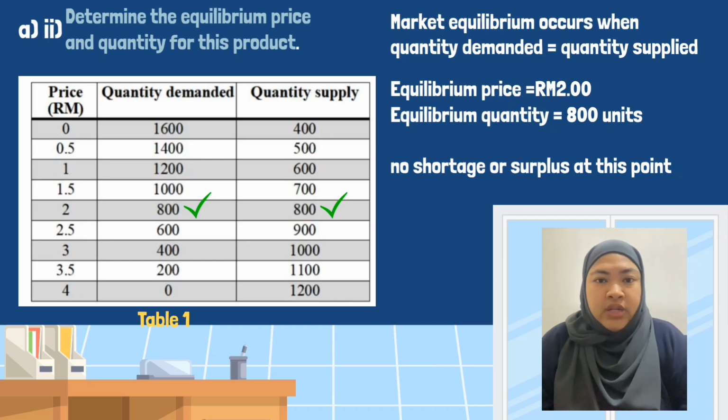Based on table 1, we can see the equilibrium occurs at the price of RM2. At this price, the quantity demanded equals the quantity supplied, which is 800 units. This means that at the price of RM2, all the masks available in the market are purchased, and there is no excess supply or unmet demand. Therefore, RM2 is the equilibrium price and 800 units is the equilibrium quantity for this product.